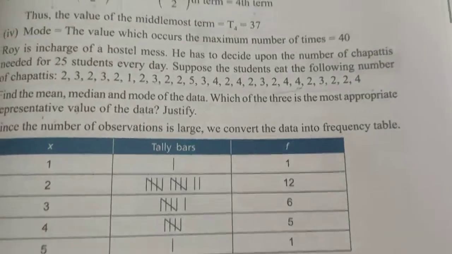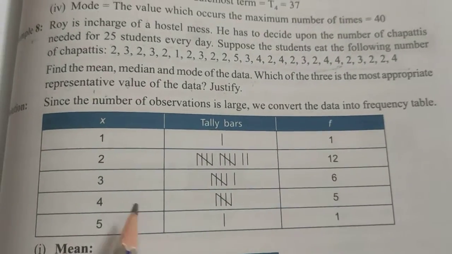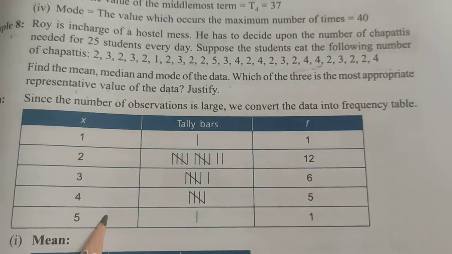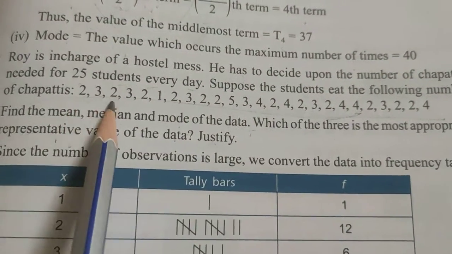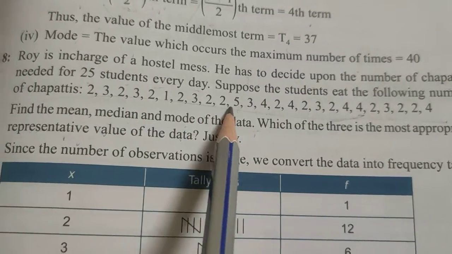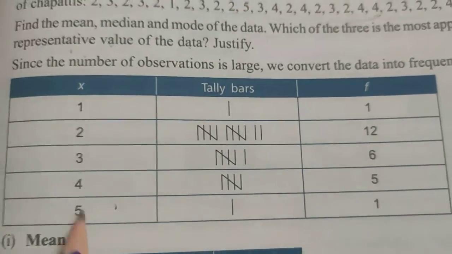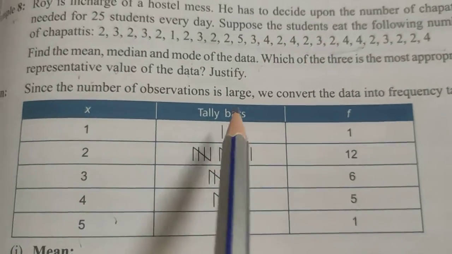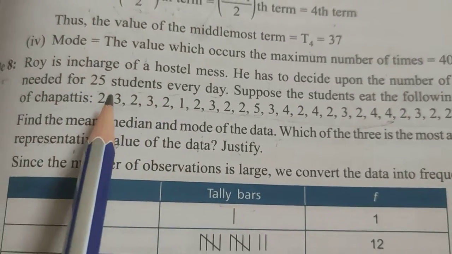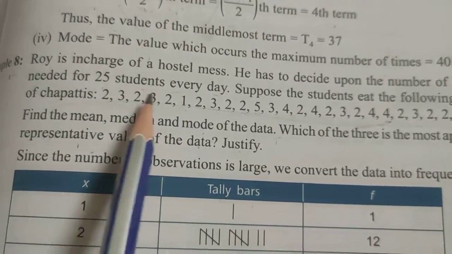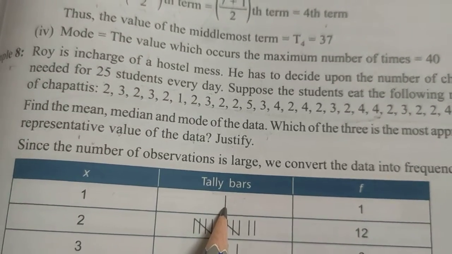So since the number of observations is very large, the first thing we have to do is make a frequency chart. Okay, so now see the numbers, there is 3, 5, 4. So 5 is the biggest number. So write 1, 2, 3, 4, 5. Then you find out the tally bars. The tally bars will be the number of students who are eating. Suppose one chapati is eaten by only one child. So it is written 1.